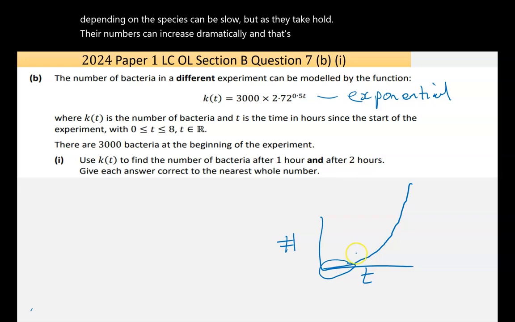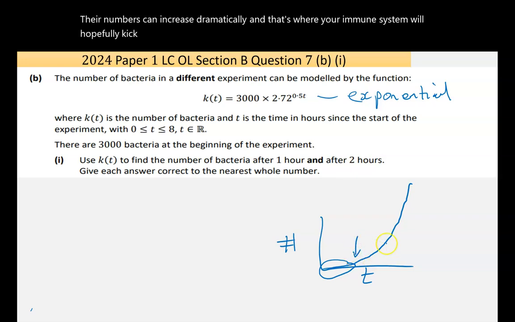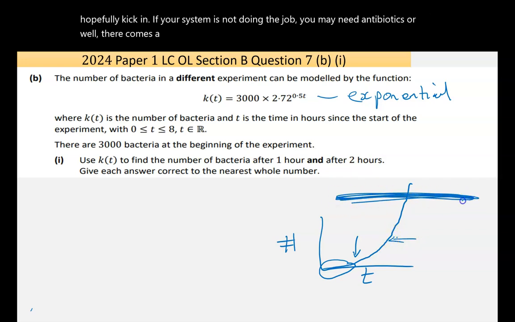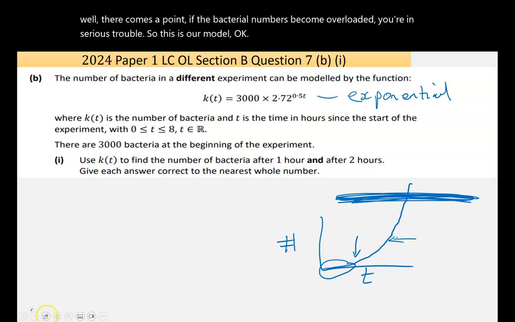And that's where your immune system will hopefully kick in. If your immune system is not doing the job, you may need antibiotics. Or, well, there comes a point, if the bacterial numbers become overloaded, you're in serious trouble. So this is our model, okay? That's what we're concerned with.